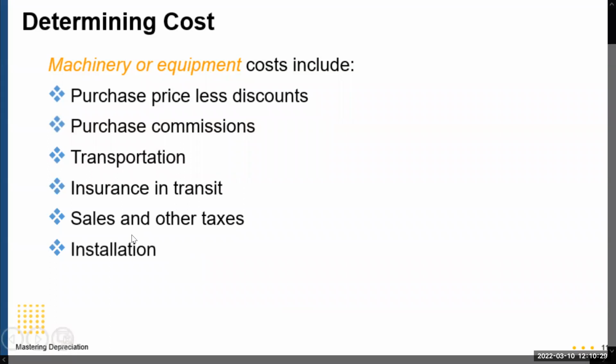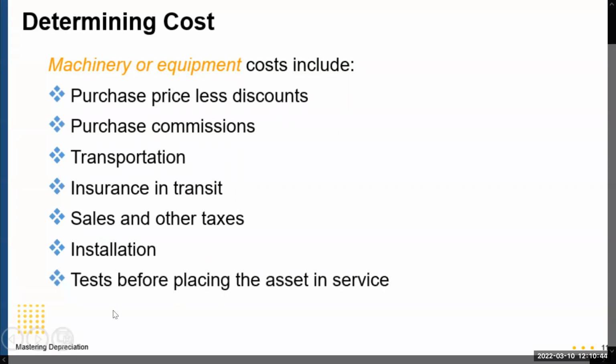So it's kind of the same. I think we already talked about this, but you get it all when it's ready to use that piece of equipment. All of those costs are going to go into that equipment account and be depreciated. And testing is in there also. This is the same list I think we saw before, but we're now talking specifically about machinery and equipment.